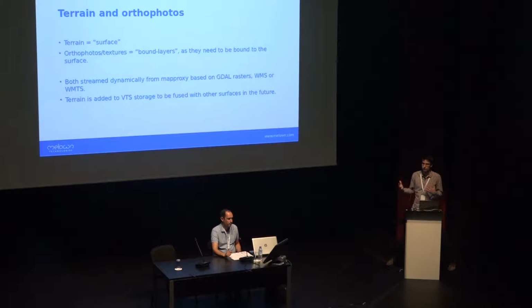To fuse the terrain in future, for example, with the cities or with more detailed terrain and so on, we add the terrain to the VTS storage, where the fusion is performed. For now, basically it's a no-op because there is nothing else in the storage. And we create a map configuration which tells the client what resources we want it to see, and the client can then pick and display what it needs. So we create a map configuration file that describes how those textures will be bound to the terrain.